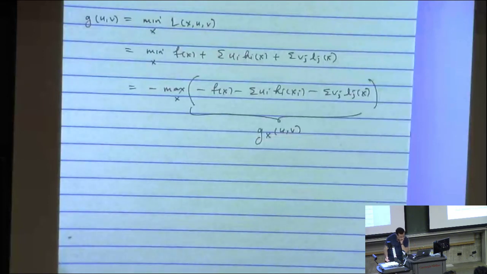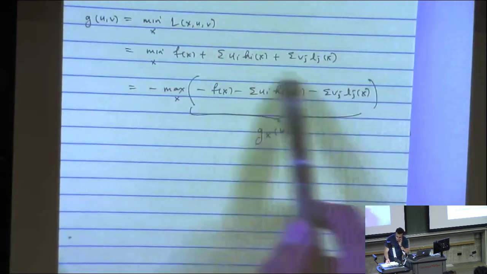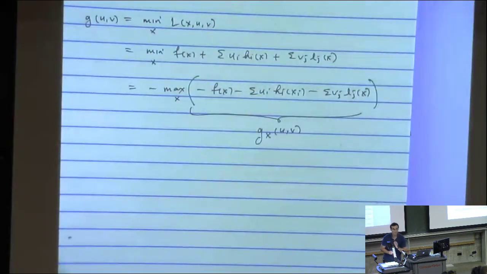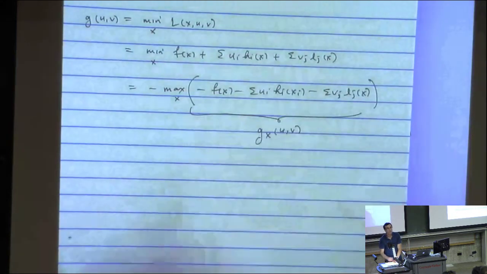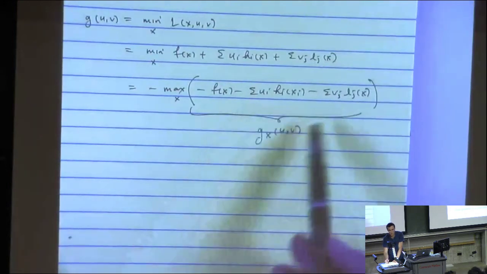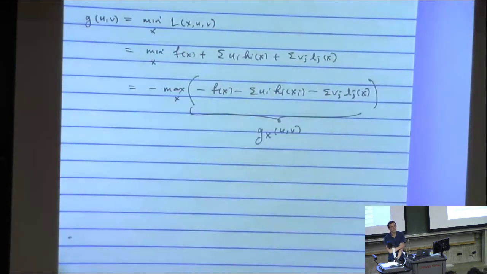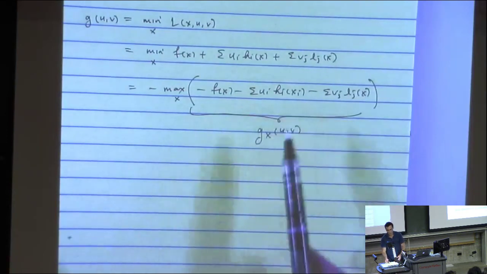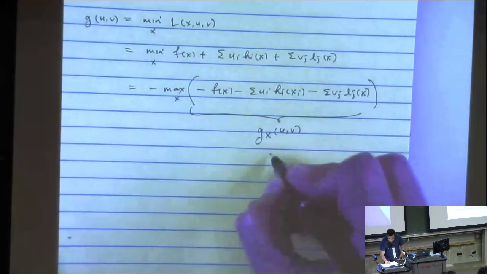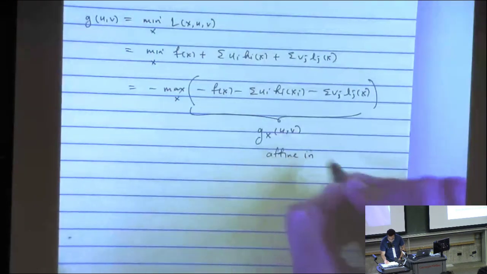What kind of function is this as a function of u and v? If I look at this function, what is the smallest class of function you could assign to this? Yeah, it's affine, right? For fixed x, this is just a bunch of constants multiplying the u's and v's, summed up. So in fact, this is affine in uv.